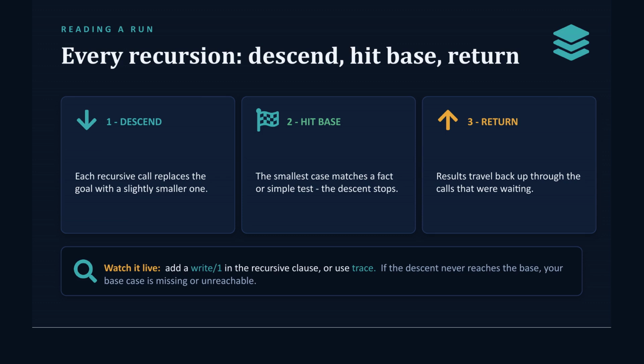Every recursion you will ever read follows the same three-phase shape, and tracing it by hand is the fastest way to trust your code. Phase 1, descend, each recursive call replaces the goal with a slightly smaller one. Phase 2, hit the base, the smallest case matches a fact or a simple test and stops the descent. Phase 3, return, results travel back up through the waiting calls. To watch this live in Prolog, you can sprinkle a write inside the recursive clause, or use the built-in trace. If the descent never reaches the base, you have a missing or unreachable base case.